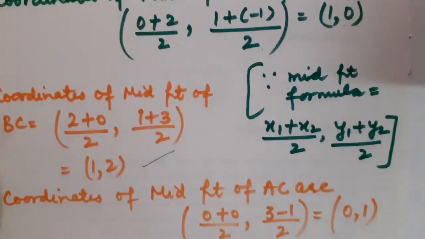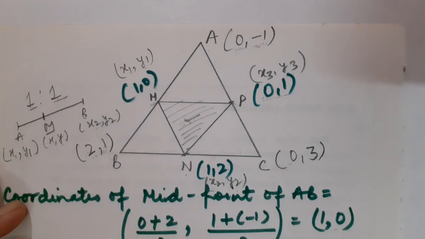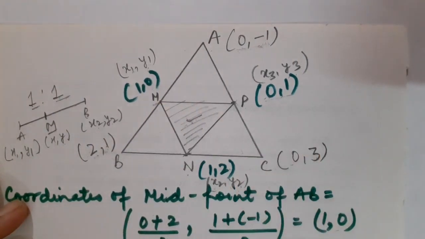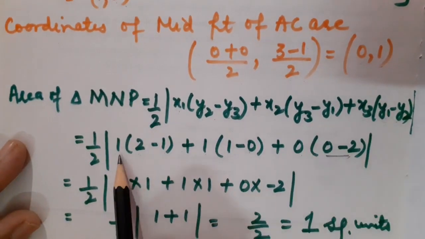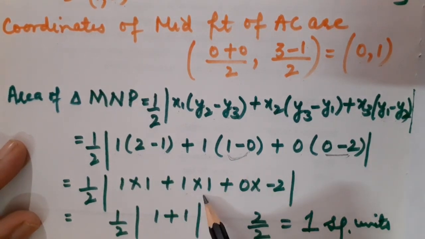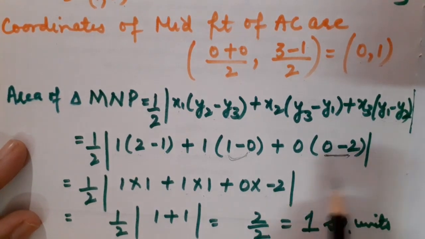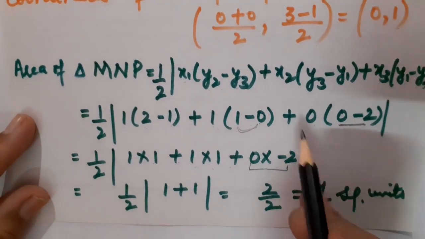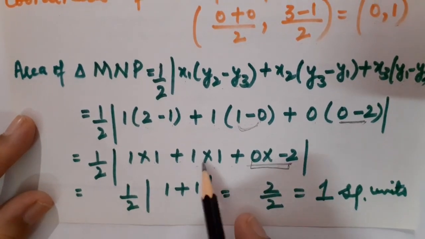Let us check. x3 is 0. And y1 minus y2: y1 is 0 and y2 is 2. So this is 0 minus 2. Fine. So this is 1 into 1 plus 1 into 1 again, because 1 minus 0 will give you 1, plus 0 into (0 minus 2), which gives minus 2. Whenever we multiply any number by 0, the result is always 0. So this complete term has become 0. 1 into 1 is 1, plus 1 into 1 is 1.